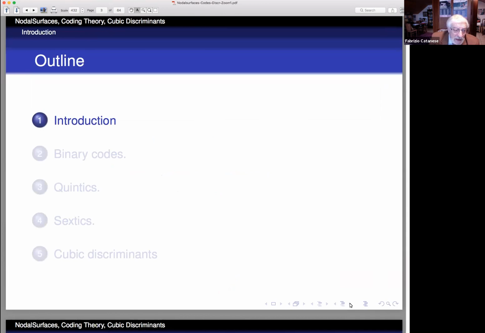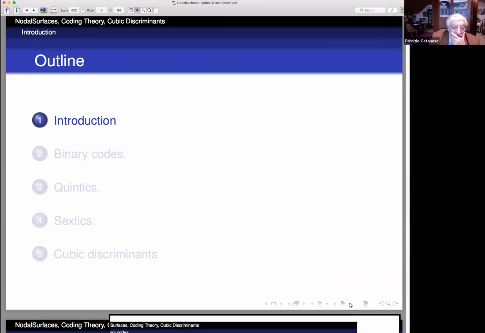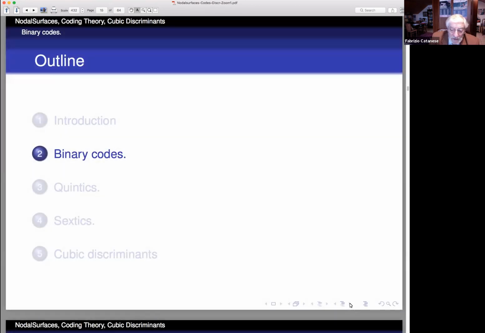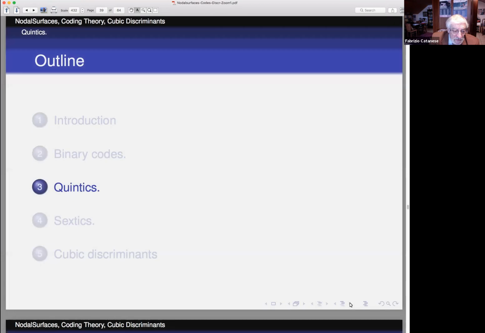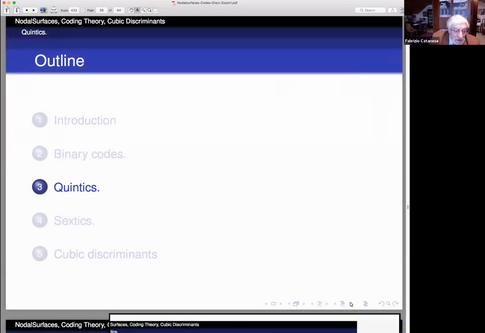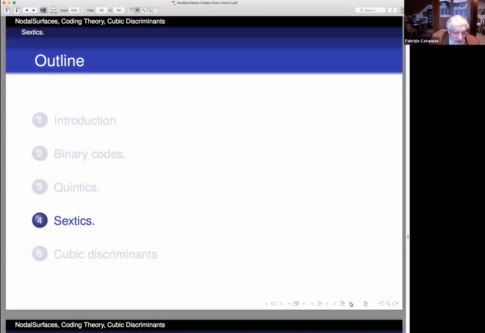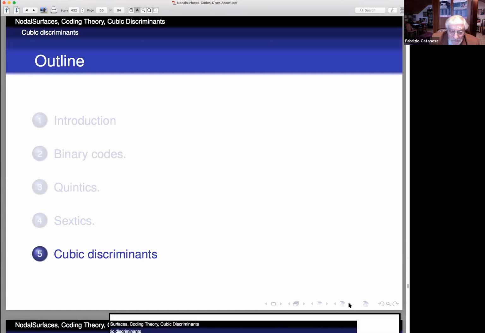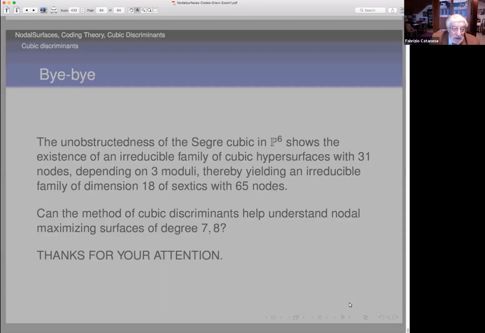This is the outline. I will give an introduction explaining the situation. Then I will talk about binary codes. Then I will talk about quartic surfaces, quintic surfaces, sextic surfaces, and in the end, cubic discriminants.